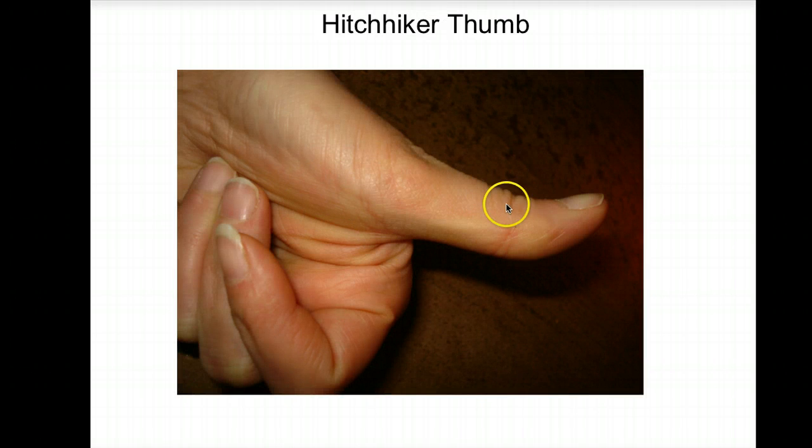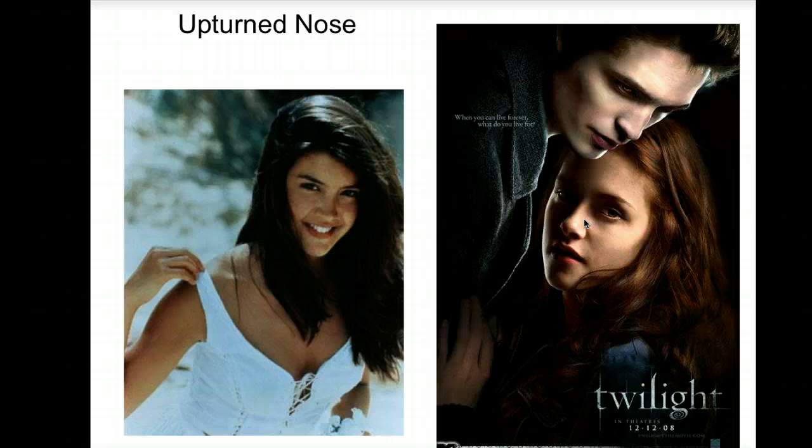Hitchhiker's thumb. This person does not have hitchhiker's thumb. If you have hitchhiker's thumb, this part of the thumb is going to be bent back, so it has more of a curved look to it. This has more of a straight look to it. Hitchhiker's thumb is something that's genetically passed on from parent to offspring and not so much influenced by the environment. Upturned nose is another genetic trait. This person has an upturned nose in this picture, and this gentleman does not have an upturned nose. So you'll be able to see if you have an upturned nose or not.